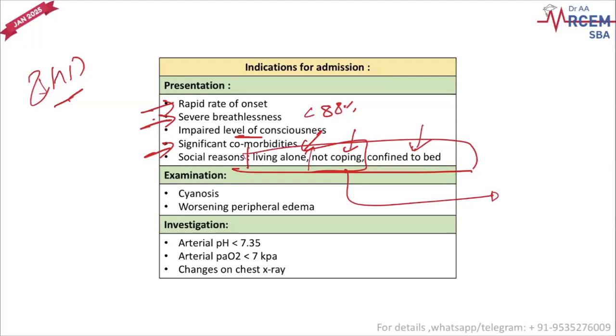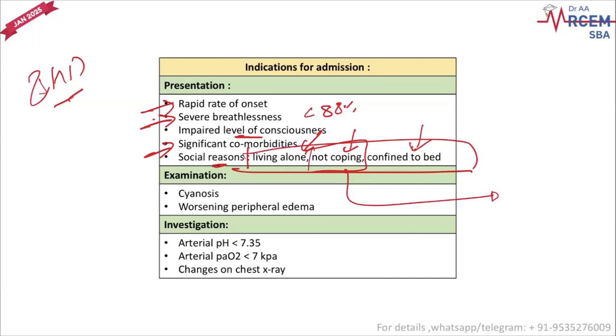Is there anyone to take care of you? You're going back home. If something goes wrong and your symptoms worsen, is there anyone to call the ambulance? No one is there, I live alone. It's midnight. It's an unsafe discharge. I shall admit you. That's how the social reasons need to be reasoned out, and you need to admit the patient.